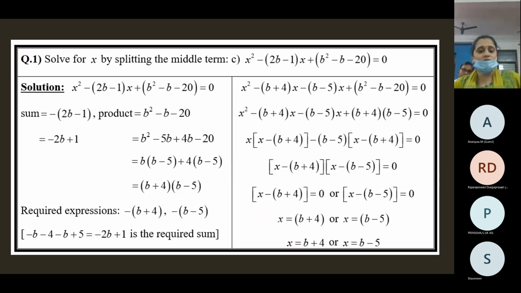Same thing here. So this is also, you can see the sum is like this. So the product, split the middle term, get the two expressions, fix the sign. So it is minus of b plus 4 and minus of b minus 5.